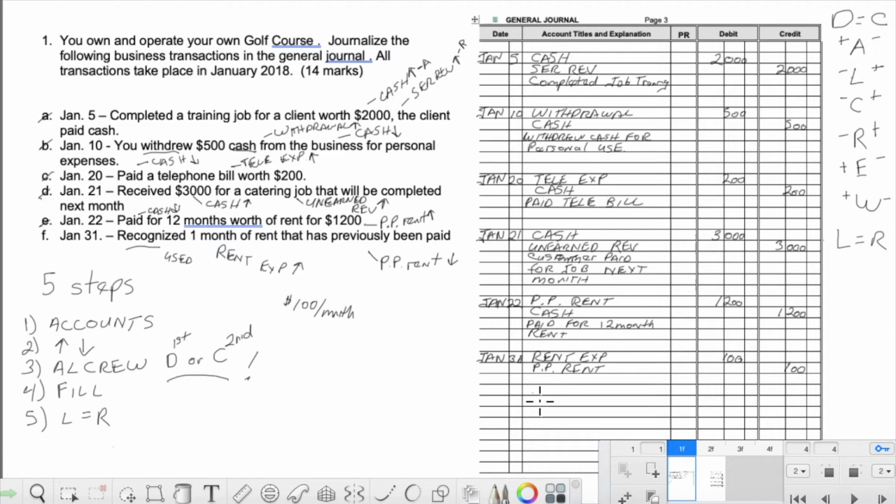And last but not least, we need to do something. We need to have an explanation. So used 1 month's rent. Perfect. Check. All right. So that's it.